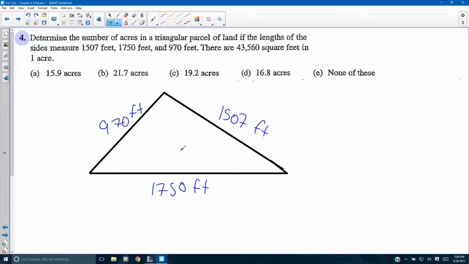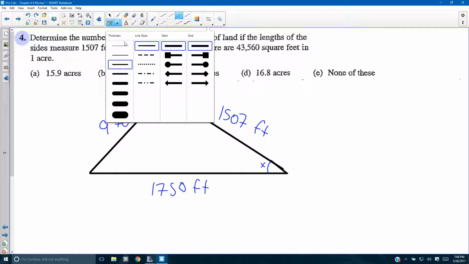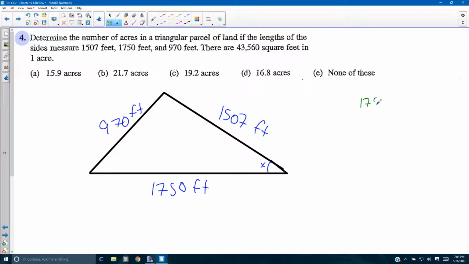And again, not Homer's law, what's his name? Heron's formula would be one way of going about it. Again, I'm going to do what I did last time. I'm going to call this angle measure x, this unknown right here. And I'm going to declare this as my base early on. My base is going to be 1,750 feet here. 1750 is B. And my h value I'm going to determine after I find the angle measure x.